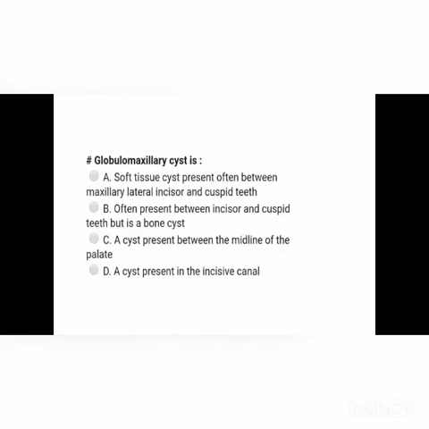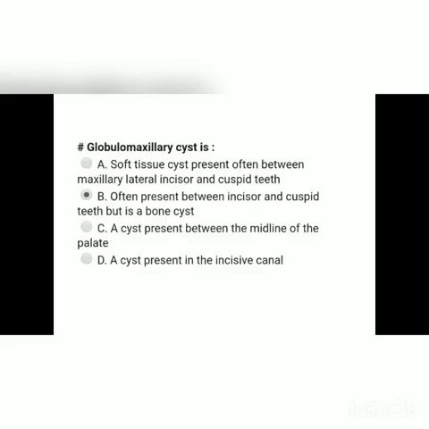Globulomaxillary cyst is: a soft tissue cyst present between maxillary lateral incisor and cuspid teeth, often present between incisor and cuspid teeth but is a bone cyst, a cyst present between the midline of the palate, or a cyst present in the incisive canal? So let us see. The correct answer is option B, that globulomaxillary cyst is often present between incisor and cuspid teeth, but is a bone cyst.